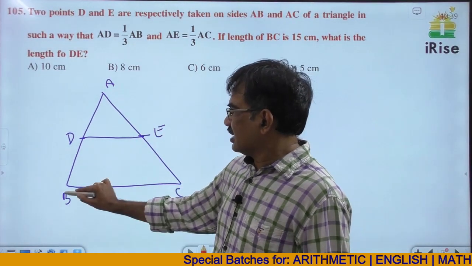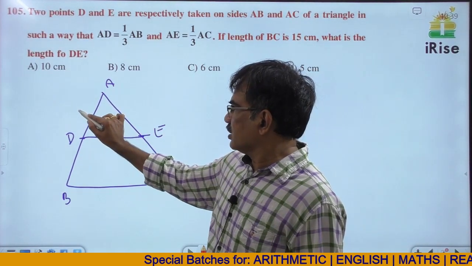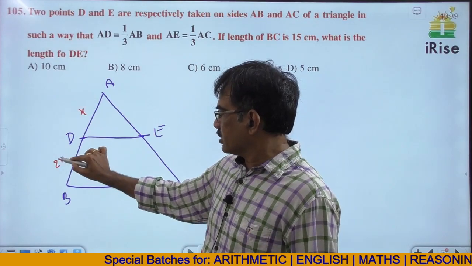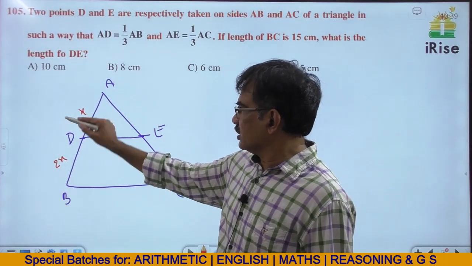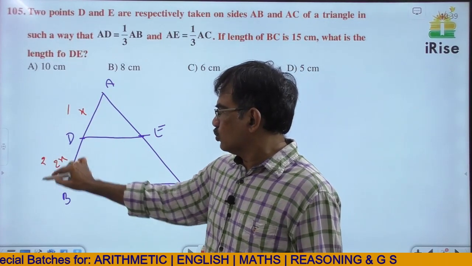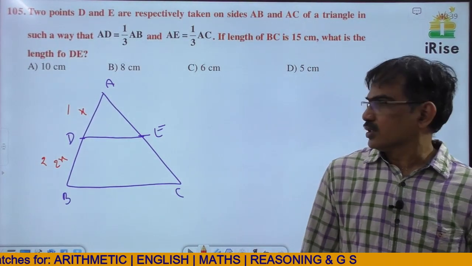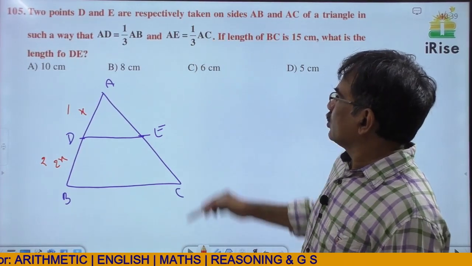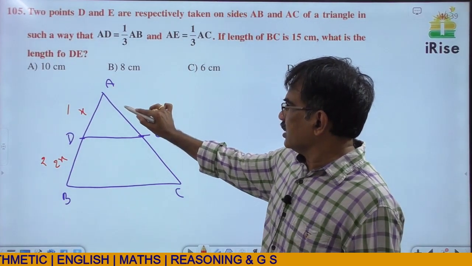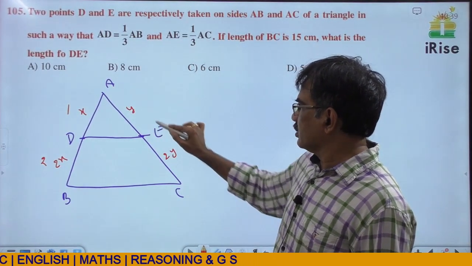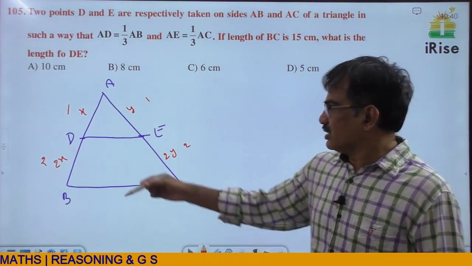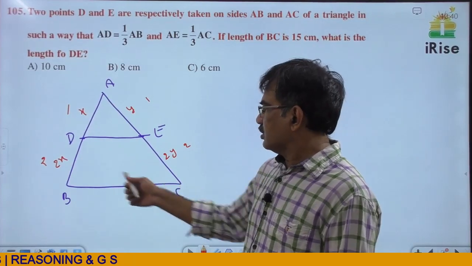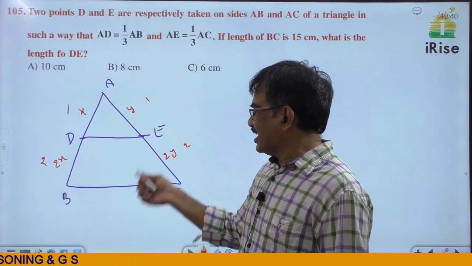If this total is 3 parts, this is 1 part. Nothing but, if this is x, this is 2x. Therefore, this is in the ratio 1:2. Similarly, AE is equal to 1/3 of AC. If AE is y, this is 2y. This is also the same ratio 1:2. And this line divides these two sides in the same ratio.